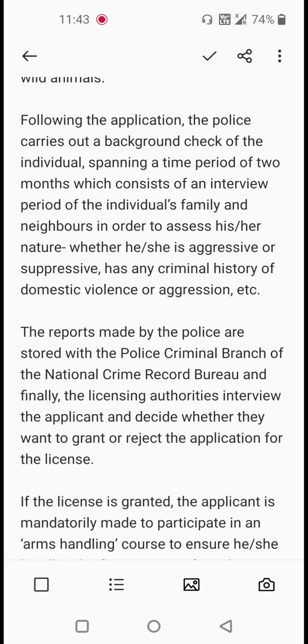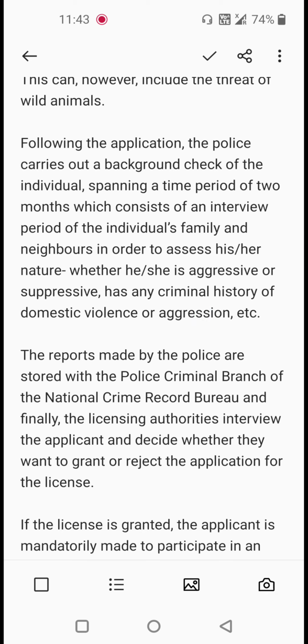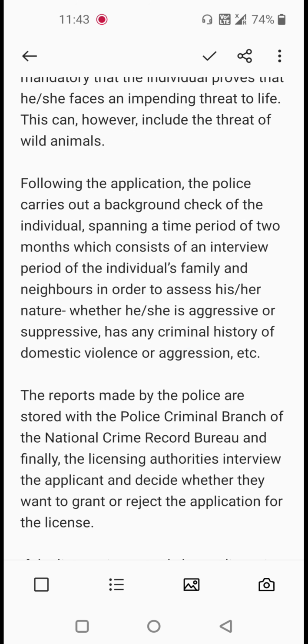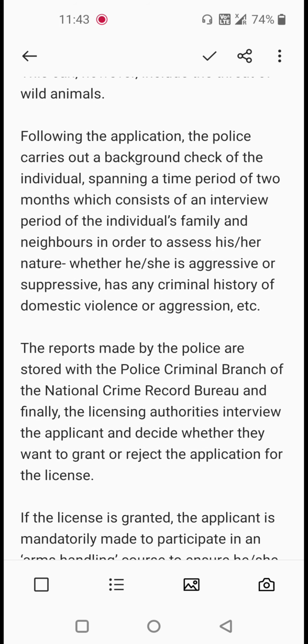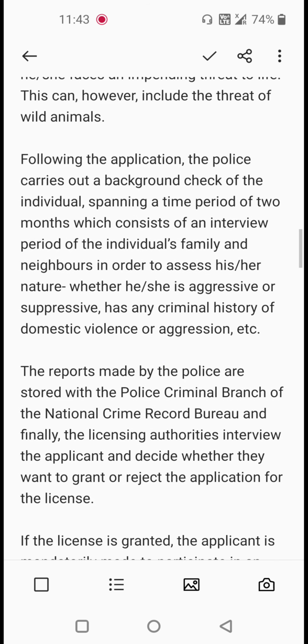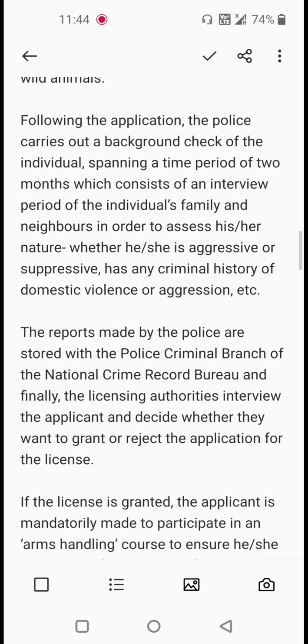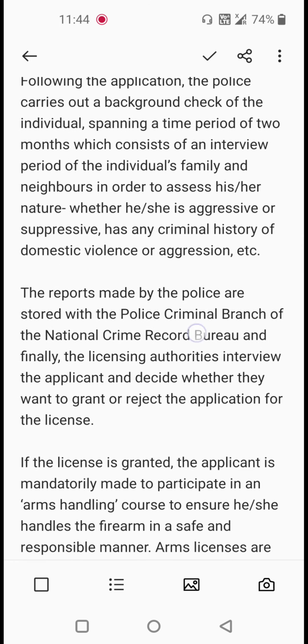Following the application, the police carry out a background check of the individual spanning a period of 2 months. The police have 2 months to investigate the background of the individual who has applied for the license, which consists of an interview with the individual's family and neighbors, in order to assess her nature, whether she is aggressive or suppressive, and whether she has any criminal history of domestic violence or aggression, etc.